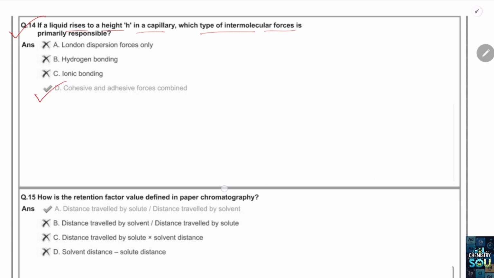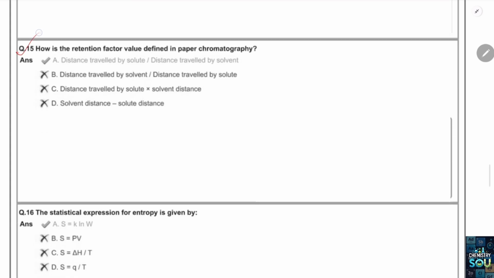So option D is correct. Cohesive force is between the same molecules, and adhesive force is between different molecules. In question number 15, how is the retention factor value defined in paper chromatography?